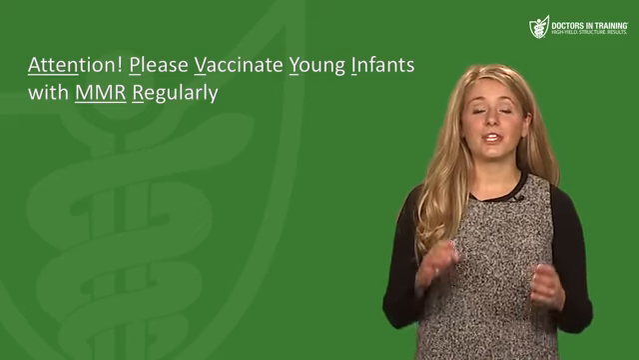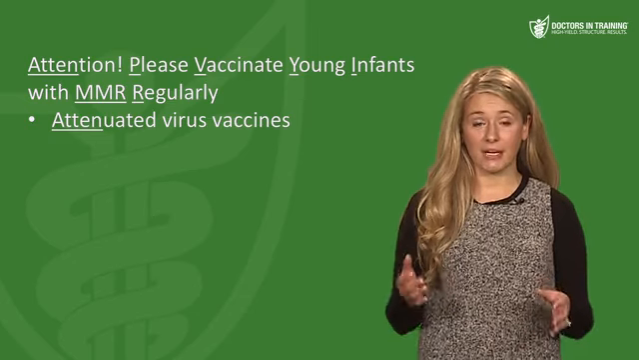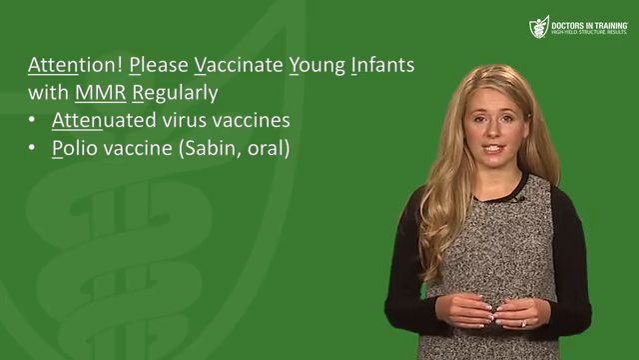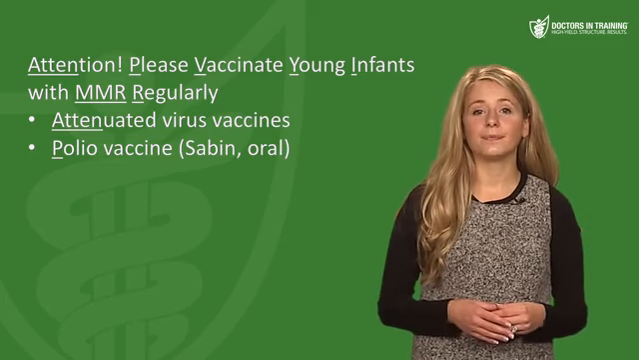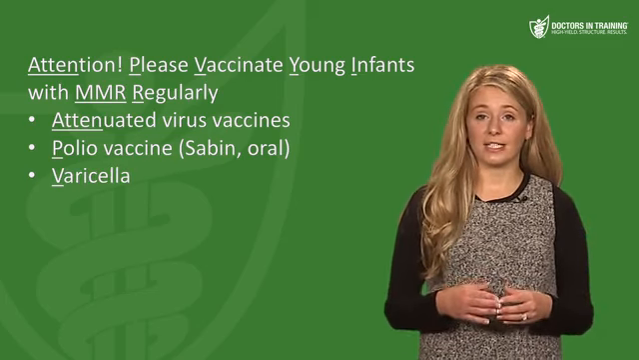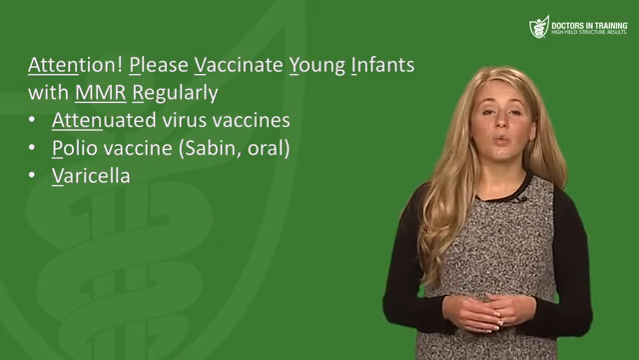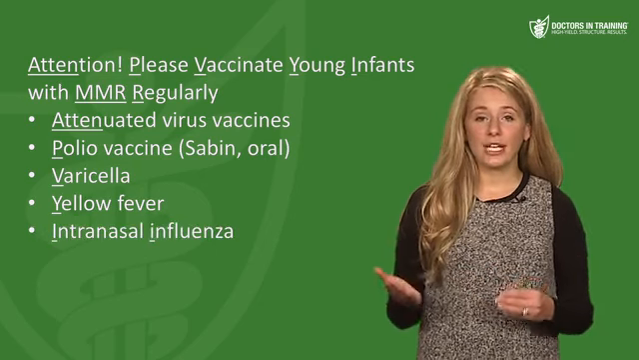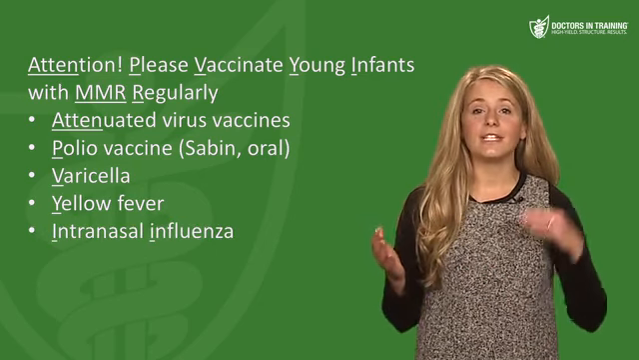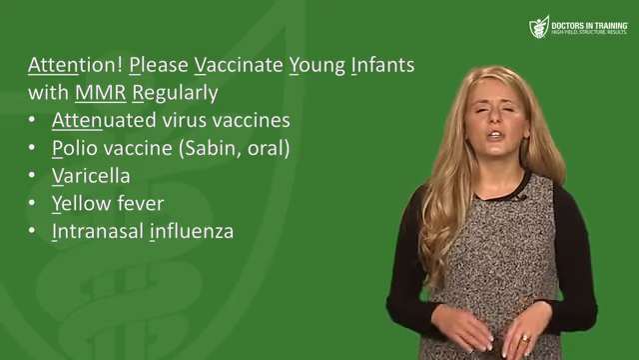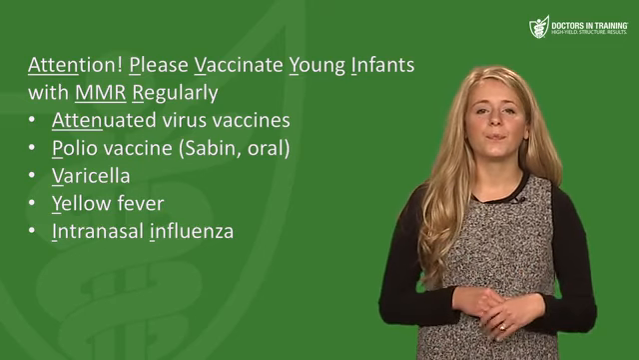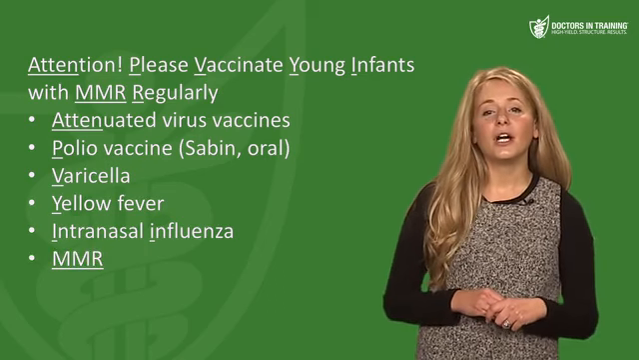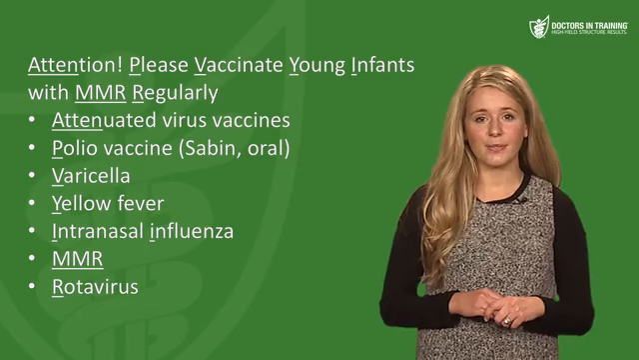Attention is to remember that this mnemonic is for live attenuated virus vaccines. The P in please is for the Sabin polio vaccine, which is the oral polio vaccine. The V is for varicella, also known as chickenpox, and the Y is for yellow fever. The I in infants is for intranasal influenza vaccine, although this was recently taken off the market. MMR is for measles, mumps, and rubella, and the R in regularly is for rotavirus.